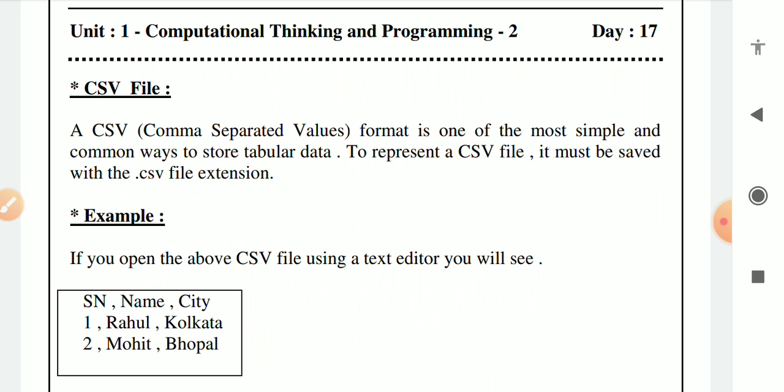So whenever we need to store the data inside a file in tabular form, we will use what? A CSV file, because this format is simple and easy. To represent a CSV file, it must be saved with the .csv file extension. Means when we save the file, the CSV file extension is what? .csv.